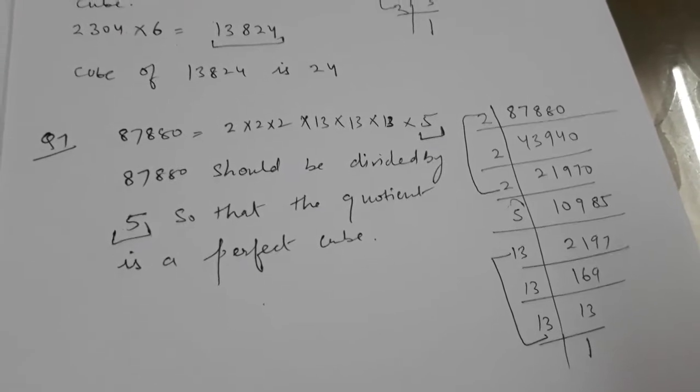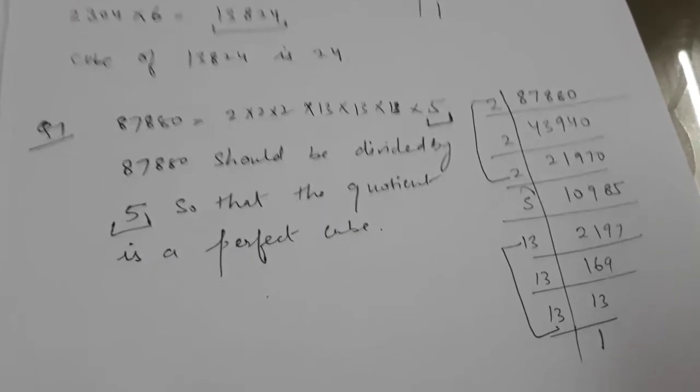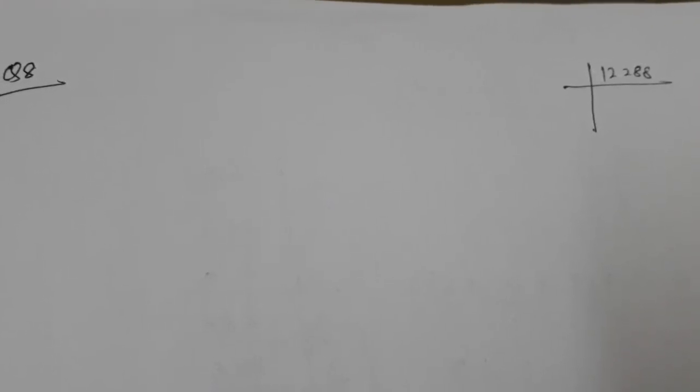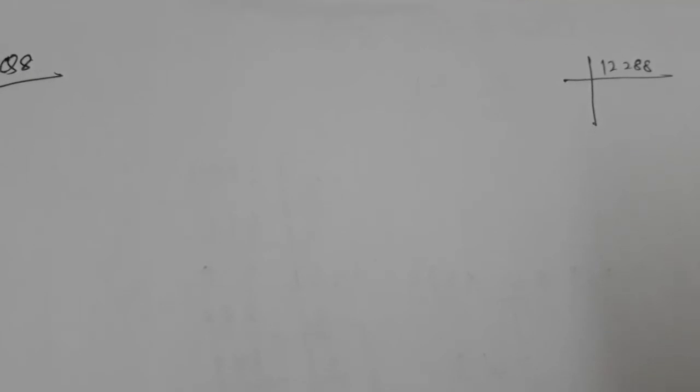Now come to question number 8. What is the smallest number by which 12,288 should be divided so that the quotient is a perfect cube? Also find the number whose cube is the quotient.